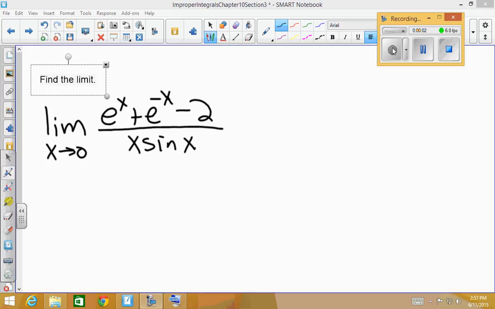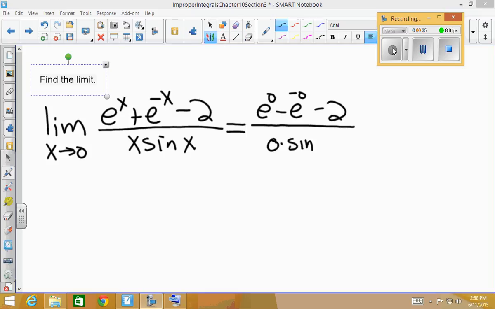Find the limit as x goes to 0 of e to the x plus e to the negative x minus 2, divided by x times the sine of x. Here, if we try to evaluate the numerator and denominator, we get e to the 0 plus e to the negative 0, minus 2, divided by 0 times the sine of 0.